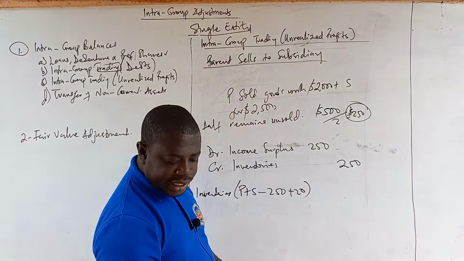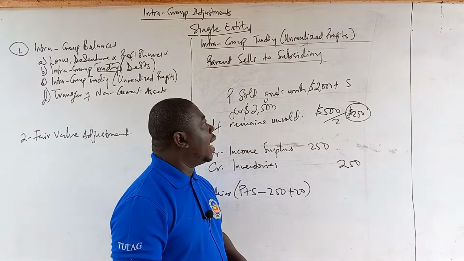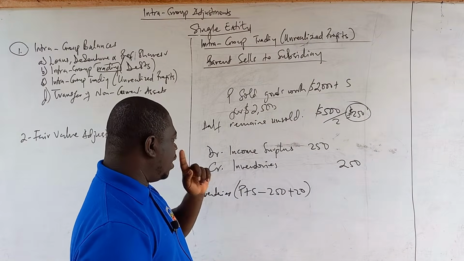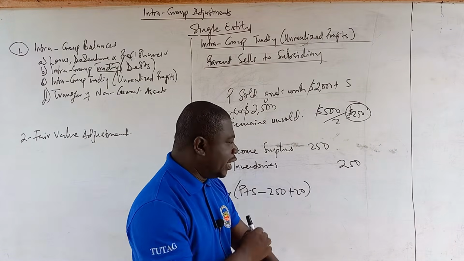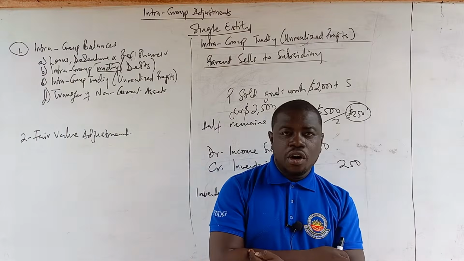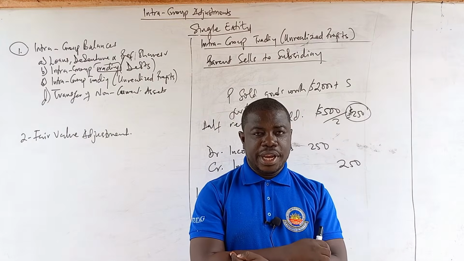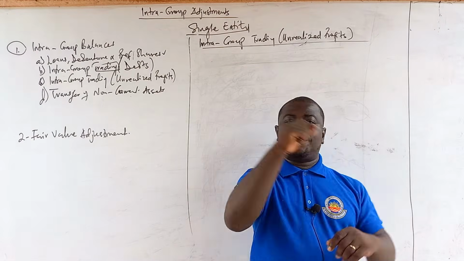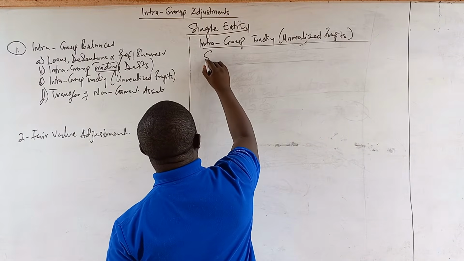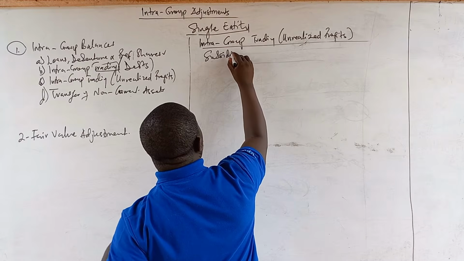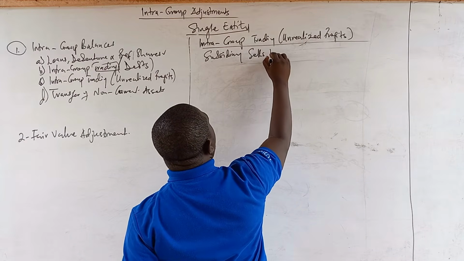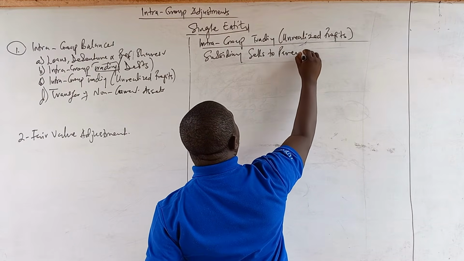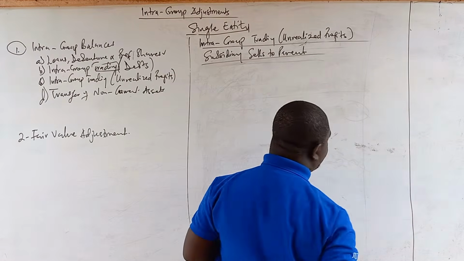This is the treatment when a parent sells to a subsidiary. Debit the group income surplus and then you credit the inventories of the group. All right. Now, let us also look at the situation where the subsidiary rather sells to the parent. So, subsidiary sells to parent. The treatment is going to be different. Watch how it's going to be.